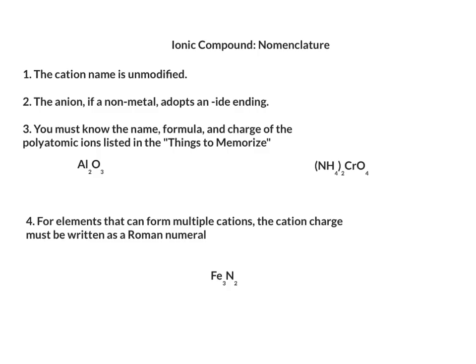Naming ionic compounds. Here are the rules for how you name them. Rule number 1, the cation is unaltered. Its name is unmodified. In our example here, aluminum, you don't change the spelling of the name. It's aluminum.